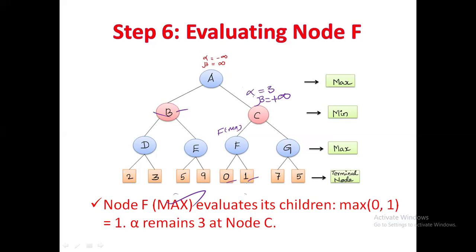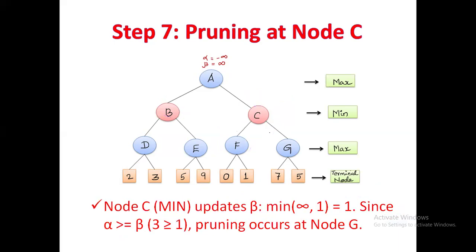Since F is a max node, it selects the highest value. So max of 0 comma 1. What value will be selected? 1 will be selected. The node value of F is 1, and this value is returned. Returned to where? Returned to node C. So the 1 should be returned to C.